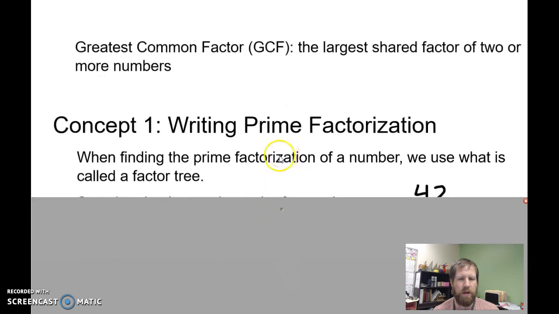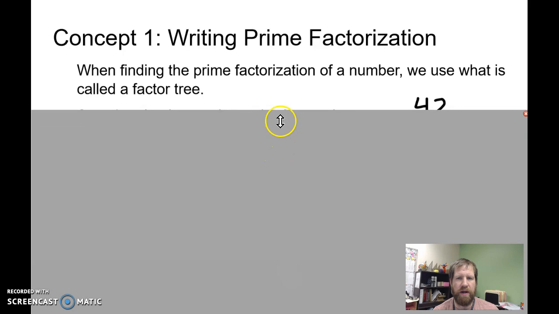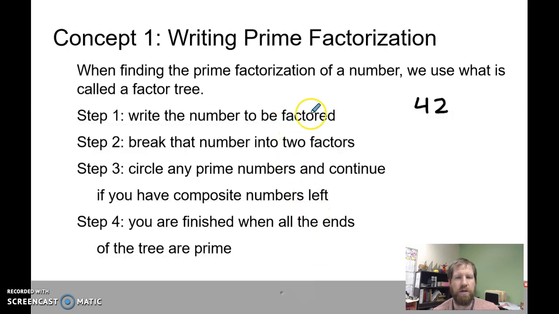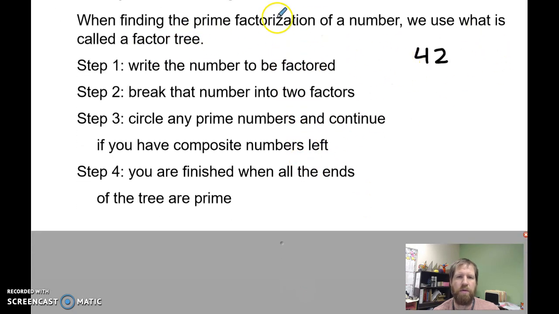All right. So concept one is writing prime factorization, and generally we use what's called a factor tree to do this. Okay, we start with our number, and we're just going to break that into two pieces, and you can use any two factors. I usually start with the smallest number. It's easy to tell if something has 2 as a factor because it's even, so that's what I'll start with.